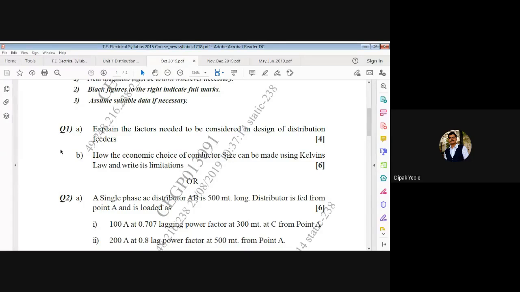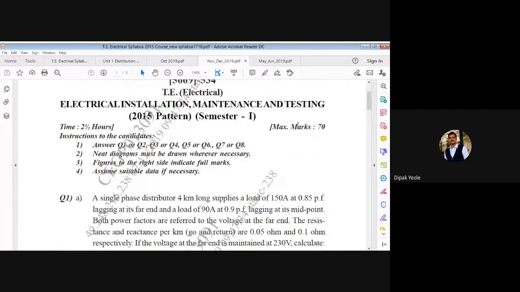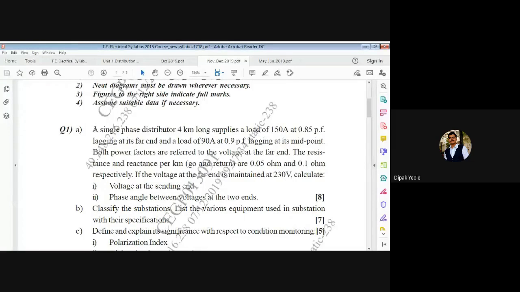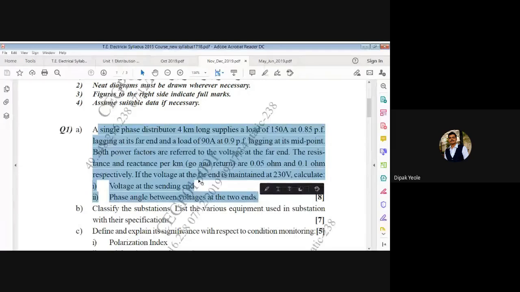Yes, but we don't know what will be the distribution for your online exam. So this is a tentative distribution for unit number 1. Yes, and this is the paper of the end semester exam. So we will see just in 2 minutes. Obviously a numerical is asked, and the same numerical which we will take today. Yes, so they have given the conditions of loading, and we are interested to find out the voltage at sending end and phase angle between the voltages.